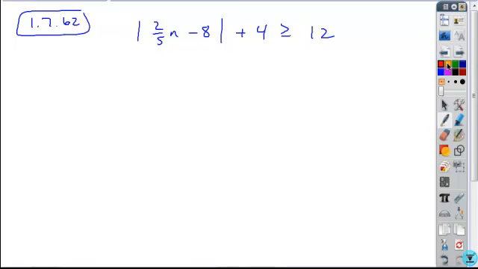All right, on this particular problem, you have this greater than absolute value inequality. So what we need to do is first isolate the absolute value expression. So we're going to subtract a 4 from both parts.